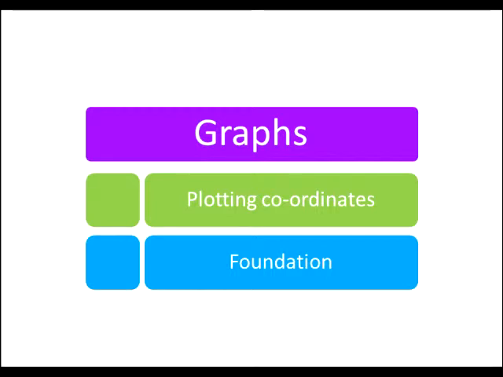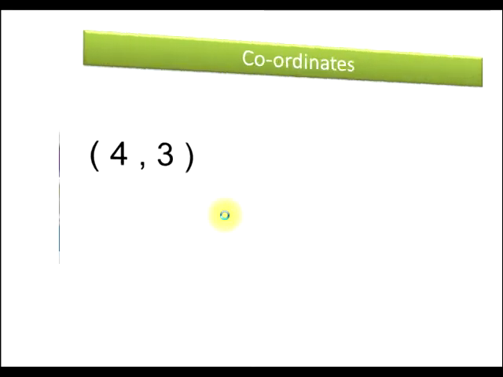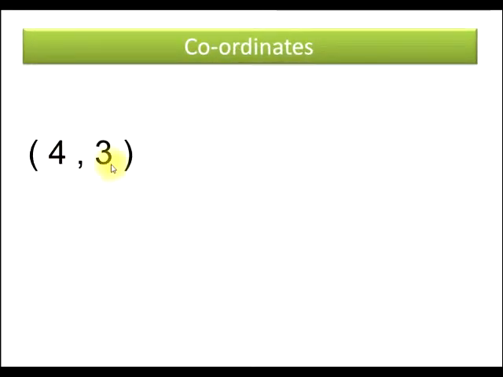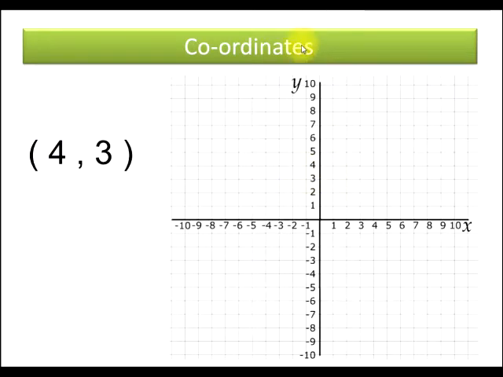The first thing you have to learn with graphs is how to plot a coordinate. So for this one, for example, it is 4, 3, and we're going to plot these on a normal 10 by 10 axis. So you might want to have one drawn out ready, or draw one now and pause the video to understand this. So 4, 3, when you were in primary school, you would have learnt that this is in this first quadrant here.